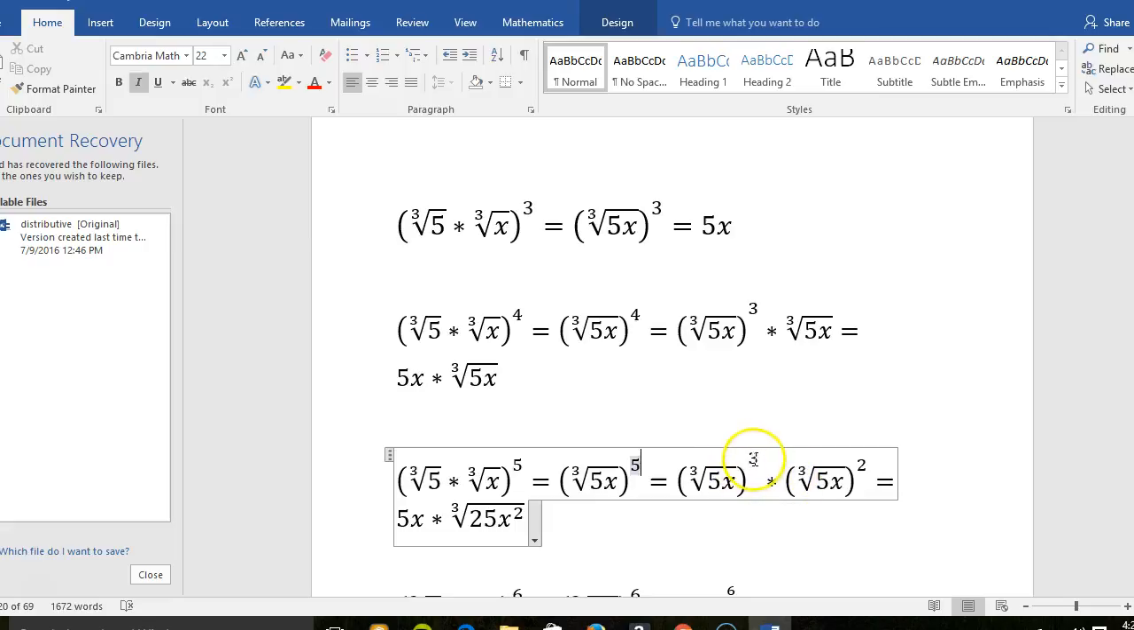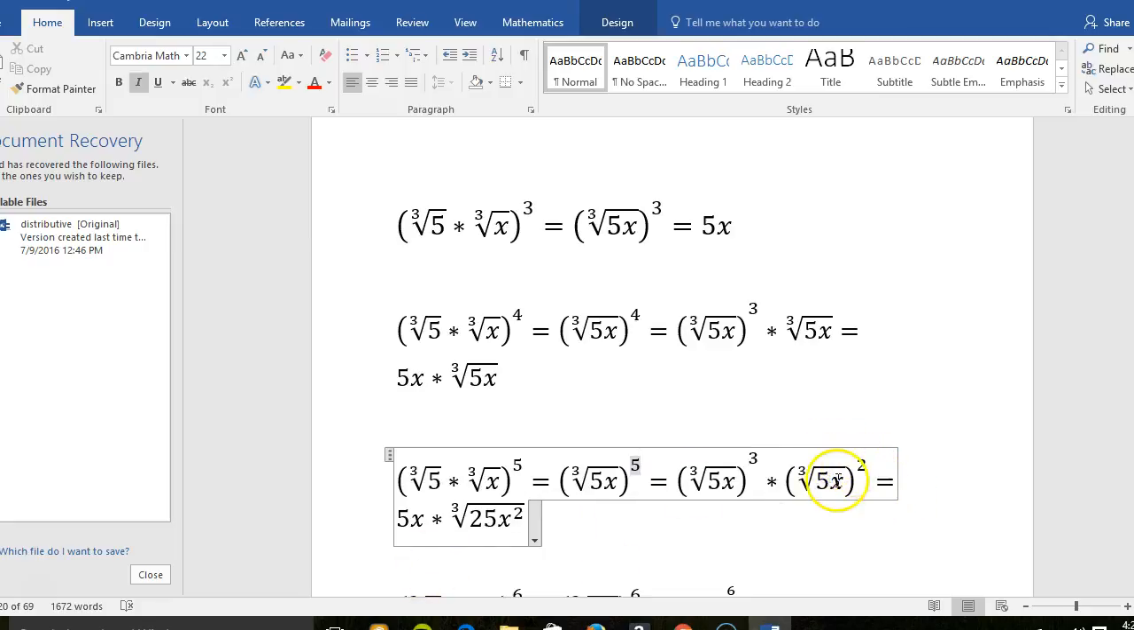The reason I want this 3 here, guys, is because it's going to kill this cube root here. It's the same reason I wanted it up here. Okay, this cube kills this cube root. Now the cube root and the cube kill each other, and you're just left with 5x times. Now you're out.